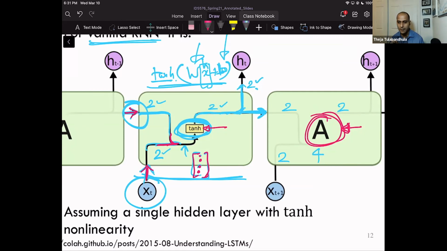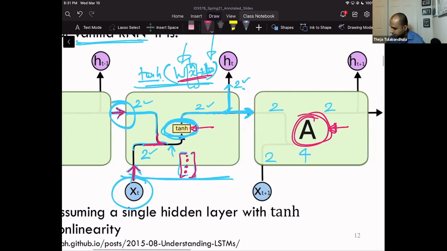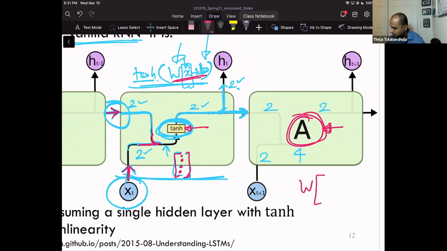Then I'm going to pass them through a linear transformation, which let me write again. It's just W times the 2 inputs, let's call them H and X, plus B. This is a linear transformation. And then I'm going to apply a nonlinearity, which is tanh. I'll apply the tanh nonlinearity element-wise. Once I apply this nonlinearity, I'll get an output, and that output is going to be 2-dimensional.